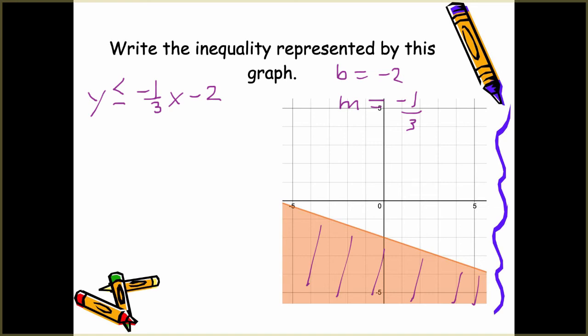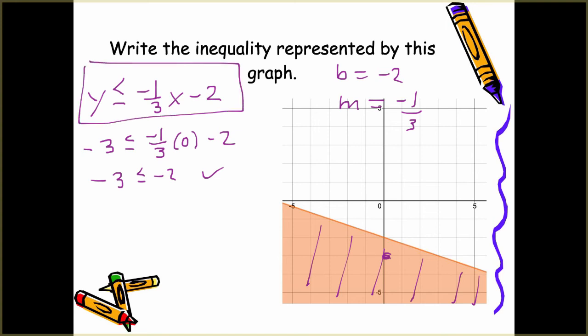And for this, we want to put in a point that is in our shaded region to test. And I always pick easy ones. An easy one would be 0, -3. So is -3 less than or equal to -1/3 times 0 minus 2? -1/3 times 0 is 0. Is -3 less than -2? It is. This verifies that our inequality symbol is pointing in the right direction. And here is the inequality from this graph.